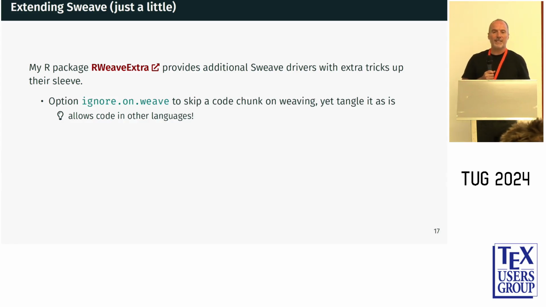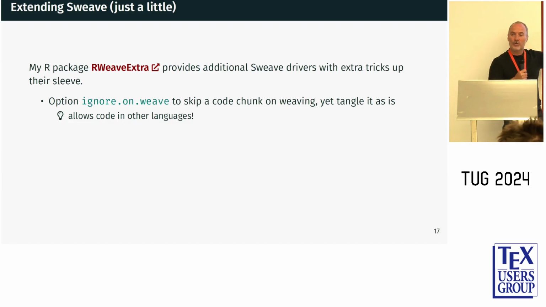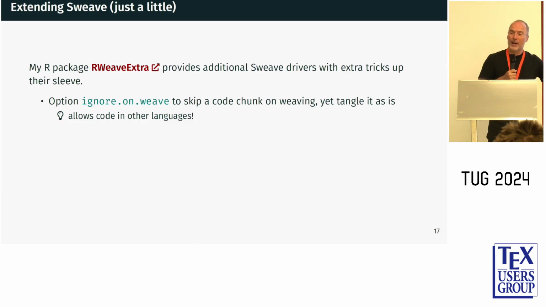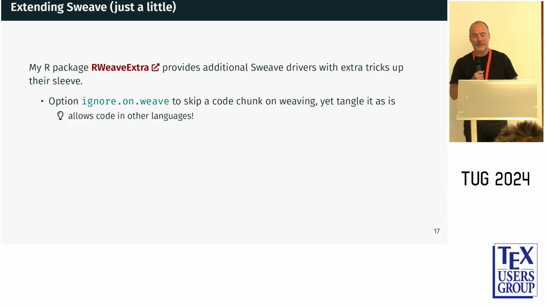So the idea is that when we say ignore on weave, it means that when we are weaving a document, we can just completely skip the code chunk. What it allows me to do is to maintain code inside a Sweave document that is in other languages than R, that would otherwise not work, or that would stop the weave procedure otherwise.